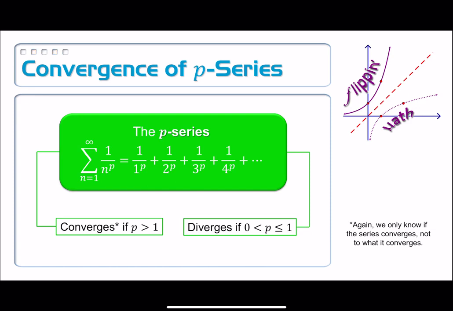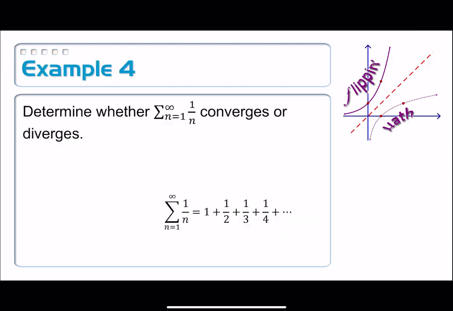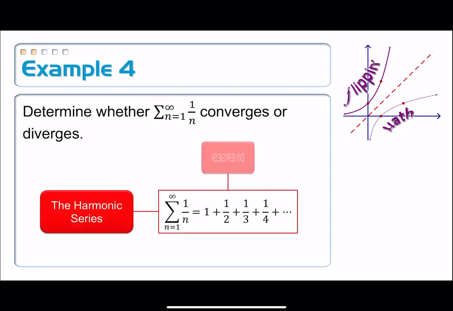So let's look at a couple of examples for this, and that's going to finish off the lesson. And you'll see that, hey, p-series, piece of cake, in order to apply. So determine whether the series from n equals 1 to infinity of 1 over n converges or diverges. This looks like the harmonic series, right? Our p-value here is an understood 1, and if our p-value is 1, this absolutely diverges.